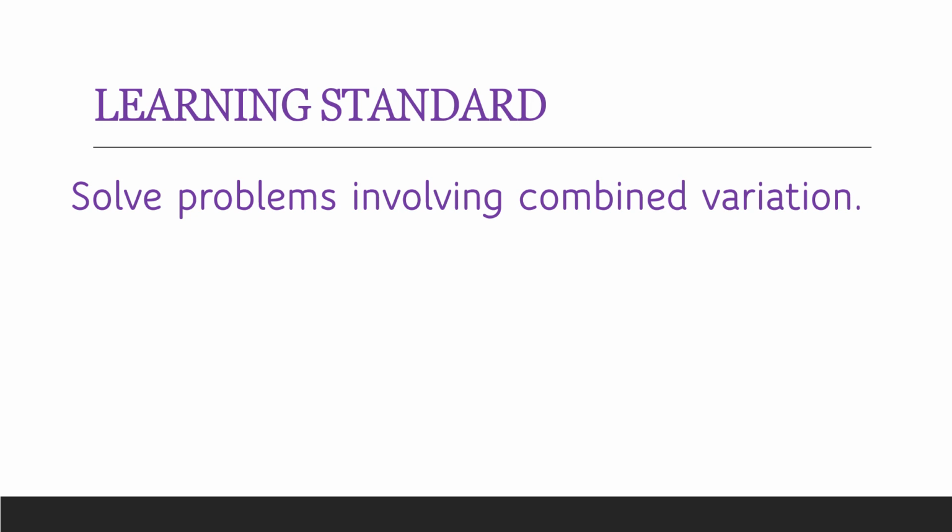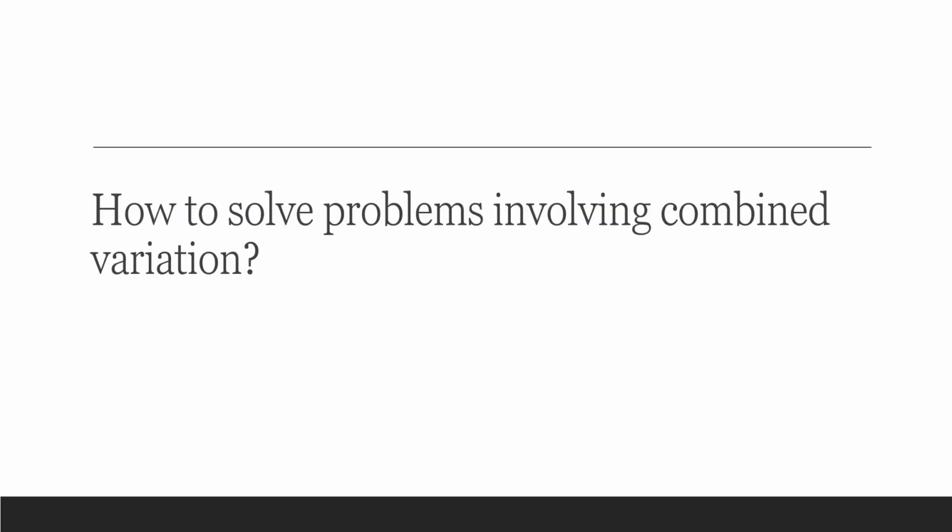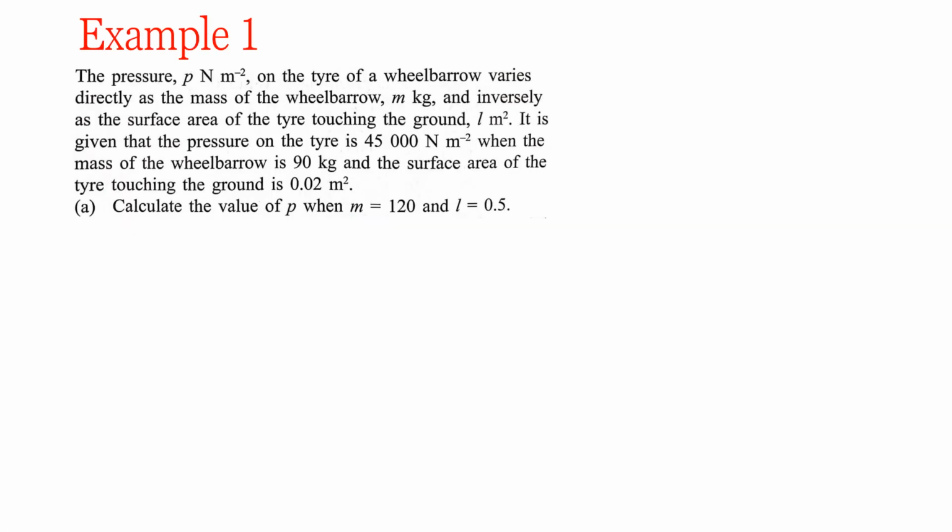Now we move on to the second learning standard, that is solve problems involving combined variation. How to solve problems involving combined variation? Number 1. The pressure P on the tire of a wheelbarrow varies directly as the mass of the wheelbarrow M and inversely as the surface area of the tire touching the ground L. The pressure is represented with P Newton per meter square, the mass is represented with M kilogram, and the surface area is represented with L meter square.